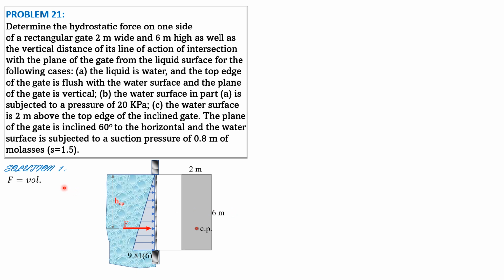So F is the volume, and the volume is the area of this triangular pressure diagram times the width perpendicular to the board, or to the screen, which is 2 meters. So the volume is 1/2 of base 9.81 times 6, times height 6, times width perpendicular to the board 2. From there, we can solve F equals 353.2 kilonewtons. Then H sub Cp is 2/3 of 6 directly, and 2/3 of 6 is 4 meters.